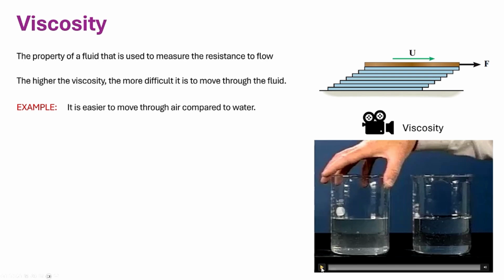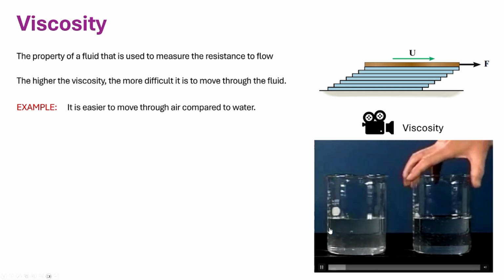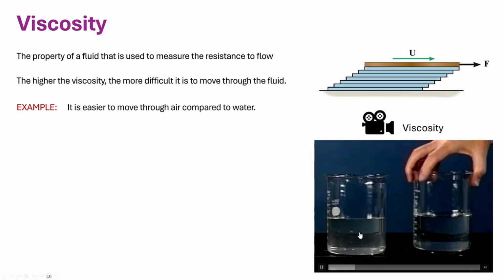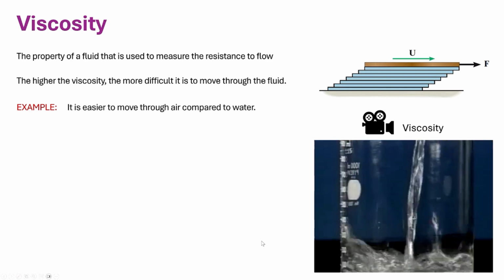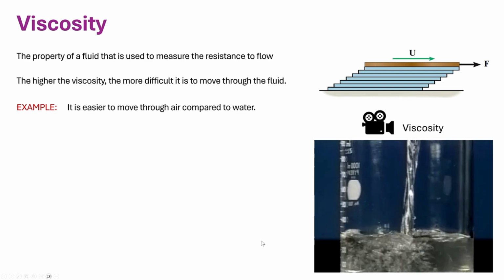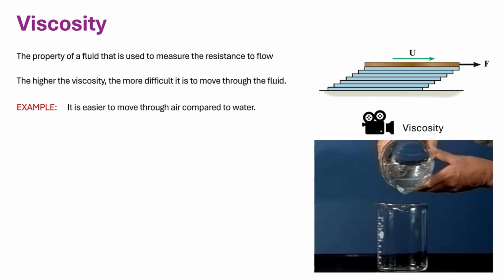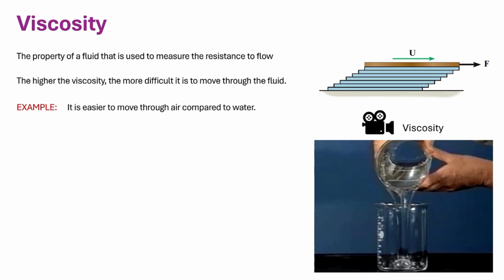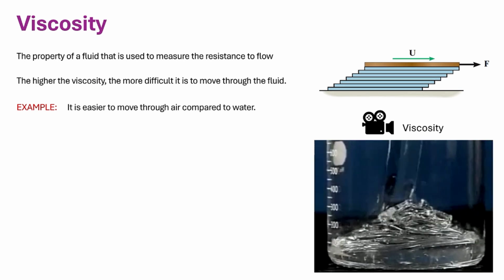Let's watch this video. So on the left, we have a fluid such as water, and on the right, we have another liquid that was more viscous. And this one shows a very viscous fluid, and as you can see, it's very difficult to flow.